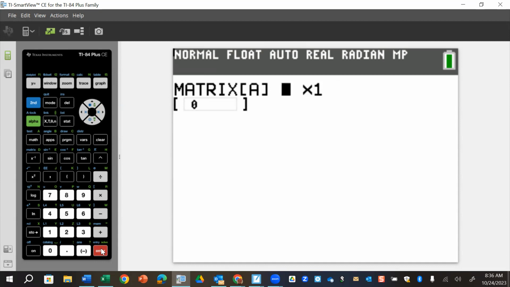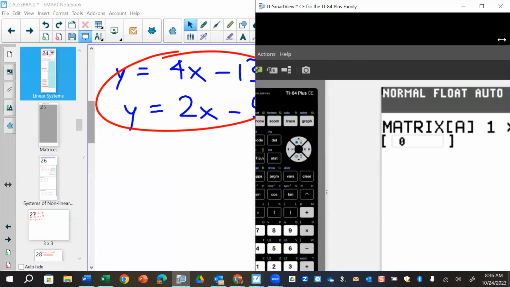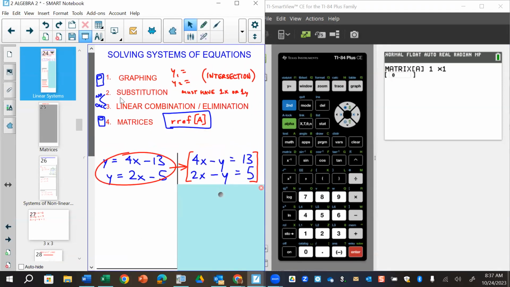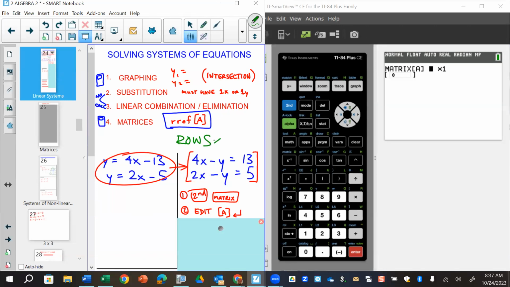And now you're going to play with this a little bit. And I'll give you some steps. Okay. So you already hit second matrix and then edit A. We've already done those two steps. Now, here it is. Okay. You do rows by columns. So look at this thing right here.